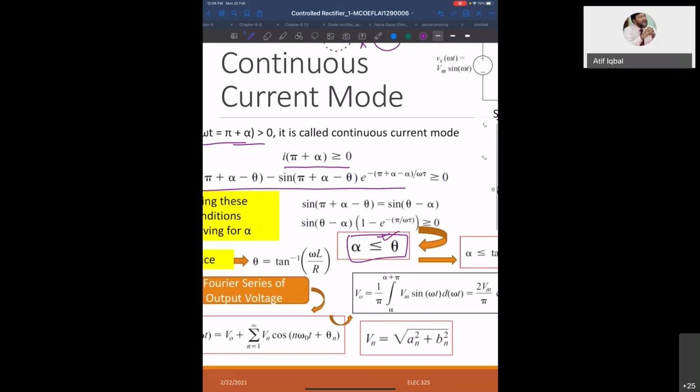What is theta? Tell me. It is the load impedance angle. So the load impedance angle should be greater than your triggering angle. Then only you will have continuous conduction.